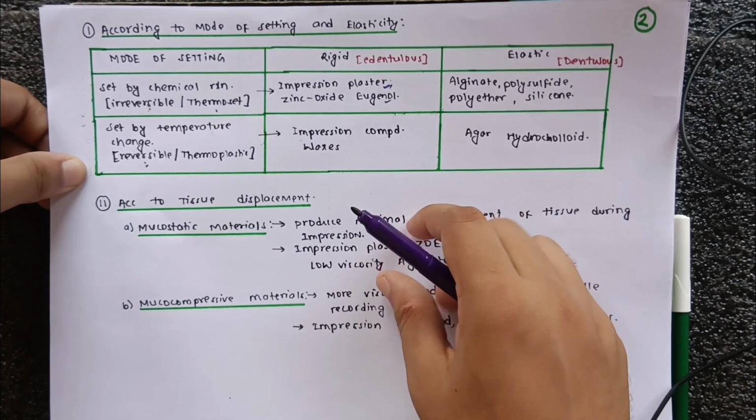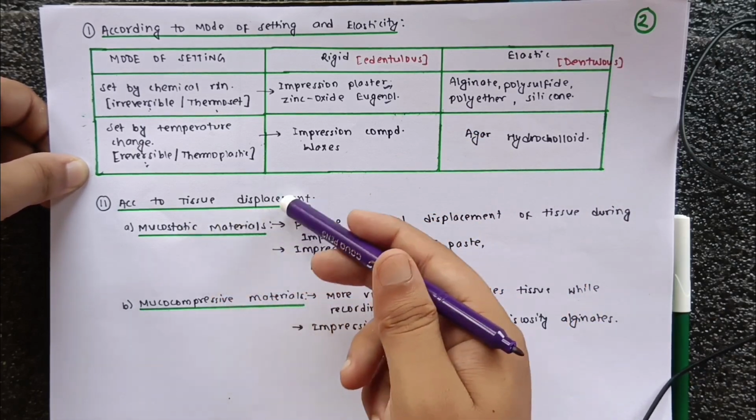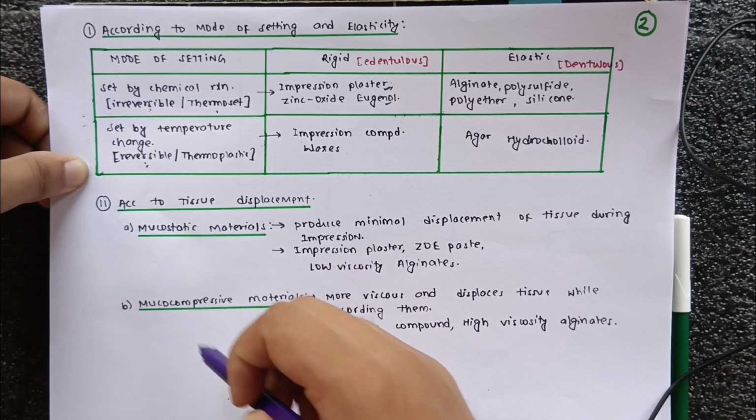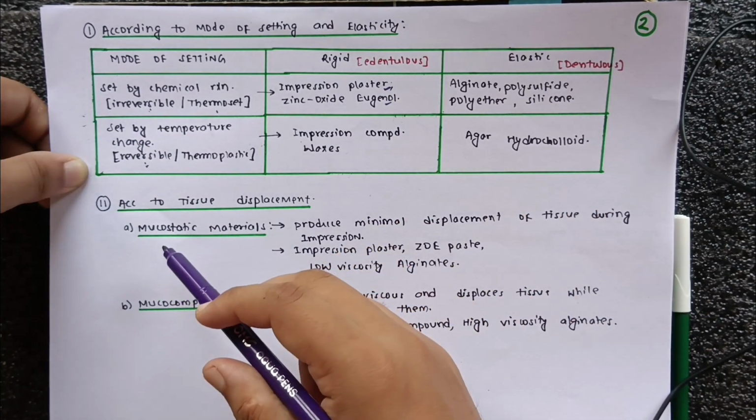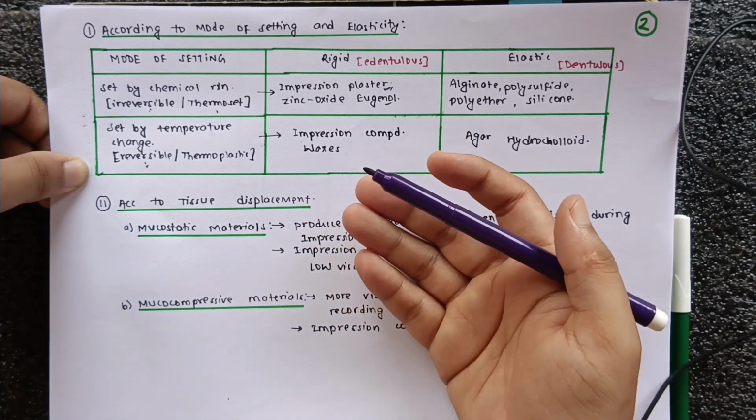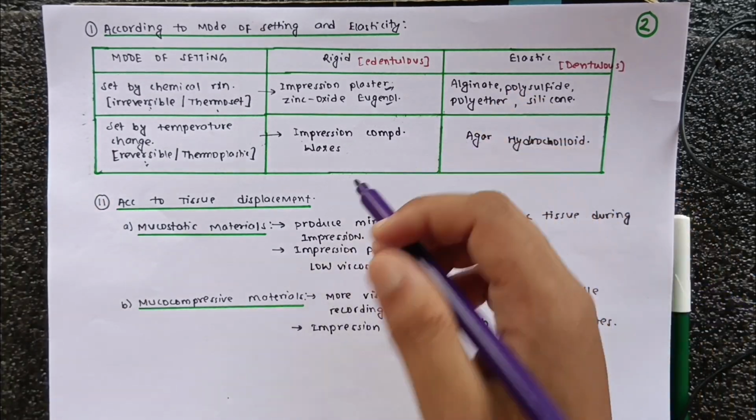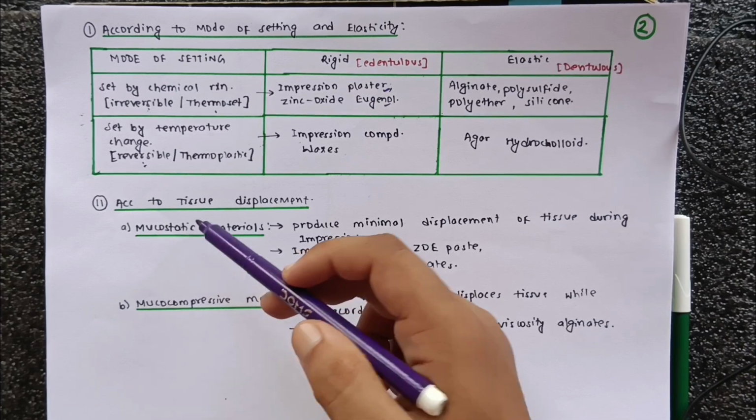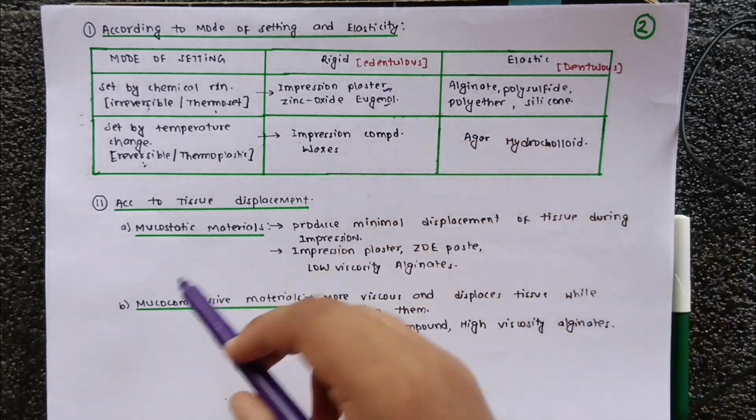Now I will move to the next classification, which is according to the tissue displacement. In tissue displacement we have mucostatic and mucocompressive. In prosthodontics you will be studying the mucostatic theory and the mucocompressive theory. They are theories related to impression taking. When you take the impression, there are many theories. One is the mucostatic theory of taking impression and another is the mucocompressive theory of taking impression.